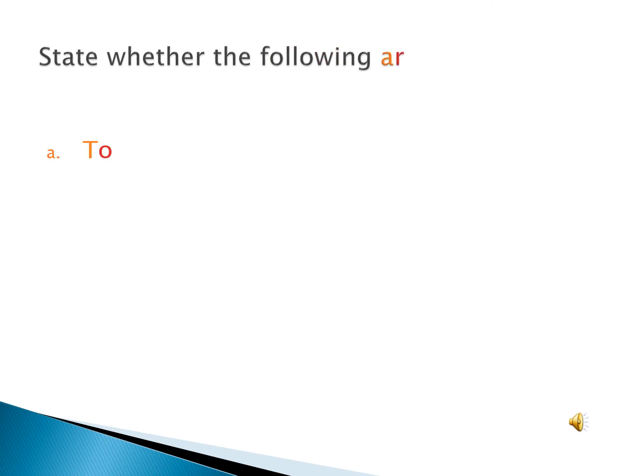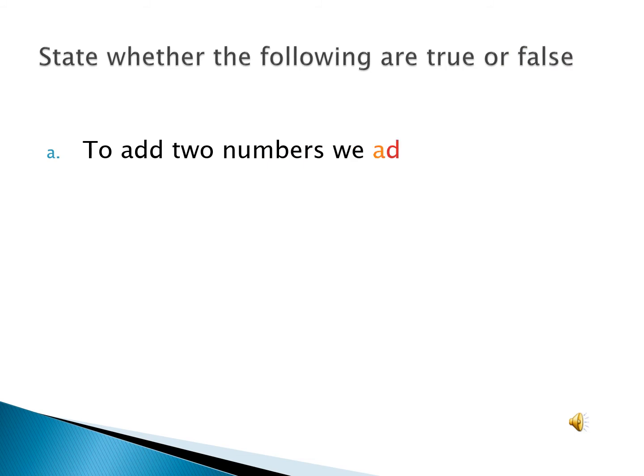Exercise 2A, question number 2. State whether the following are true or false. First, A part. To add two numbers when we add ones first. So class 3, I have already explained to you that we always start addition from one side. So first part is true.